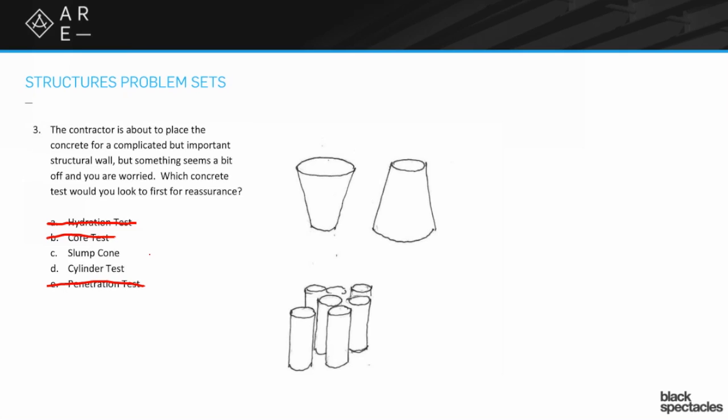How about the cylinder test? On the cylinder test, what happens? A lot of times they're plastic cylinders that they'll scoop some of the concrete into as you're pouring, and they're supposed to let them cure on site so that they match what the concrete is doing out in the actual form. But these are usually broken at 7 and 28 days, so if you're going to know anything, you have to wait for 7 and 28 days. So if you're needing immediate answers, the cylinder test isn't going to give them to you.